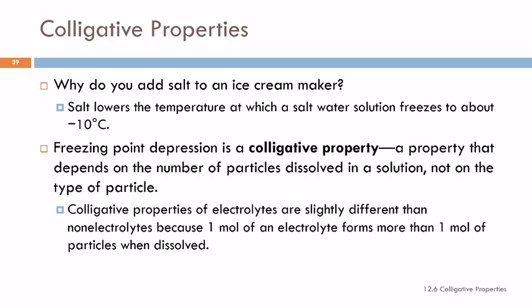So when we look at electrolytes versus non-electrolytes, what does an electrolyte do when you dissolve it in water, for instance? It dissociates. It separates into ions. So one formula unit of sodium chloride makes 2 ions. That makes 2 particles. So electrolytes have a bigger effect on colligative properties than non-electrolytes do, because they separate into more than 1 particle.